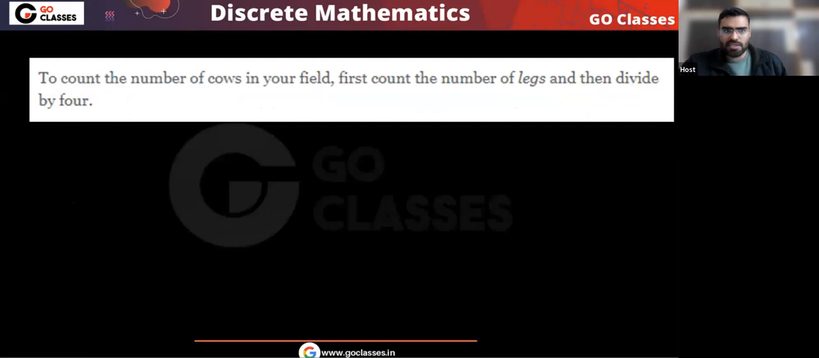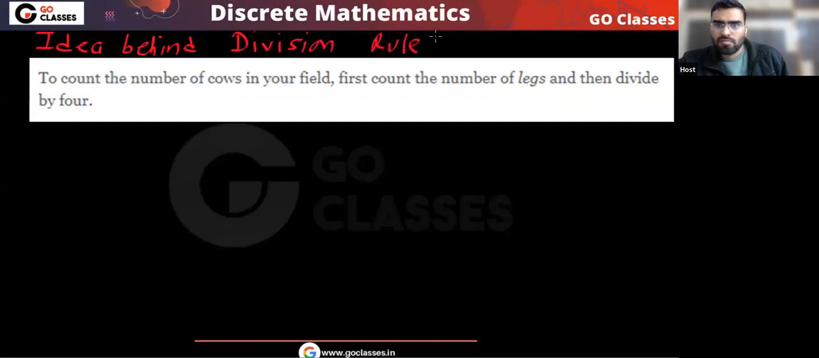Okay, so you can understand the division rule by this situation. To count the number of cows in a field, you can count the number of legs and divide by 4. So this is the idea behind the division rule. Basically, if you want to count the number of cows, you can count the number of legs and divide by 4. Yes or no? So something like that.